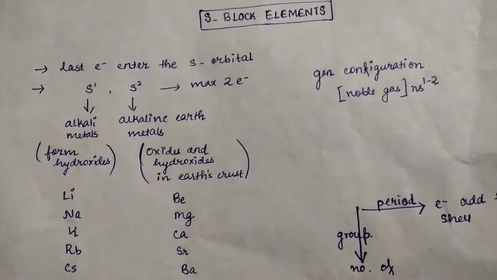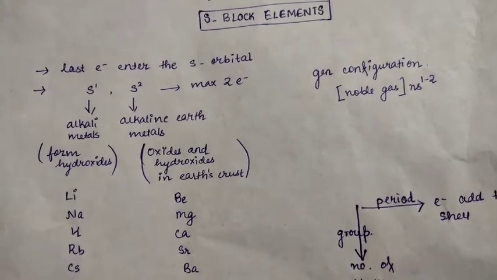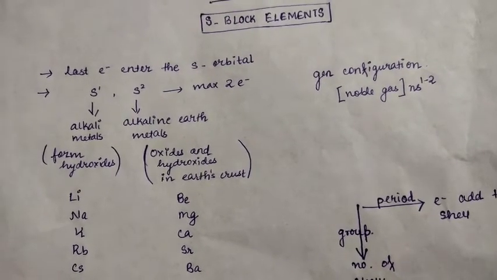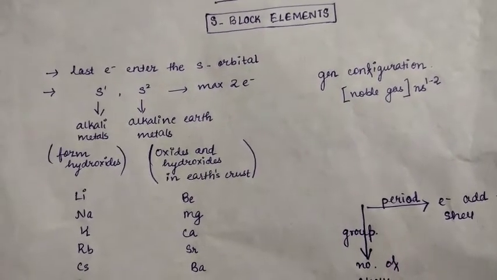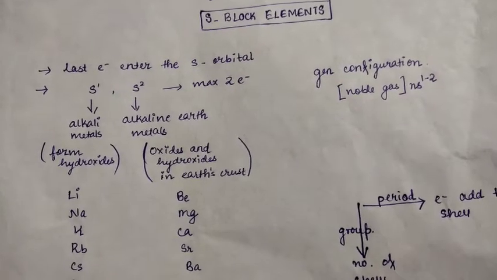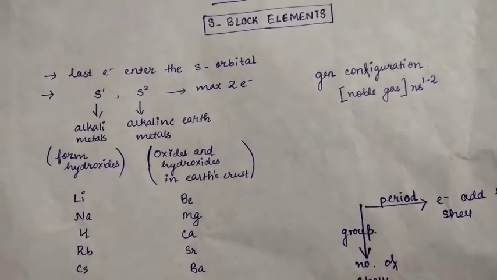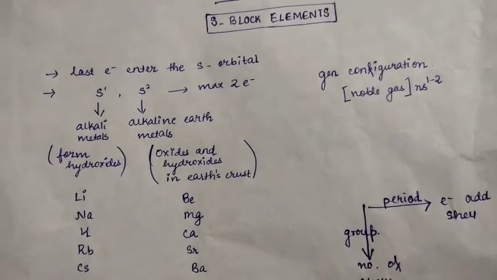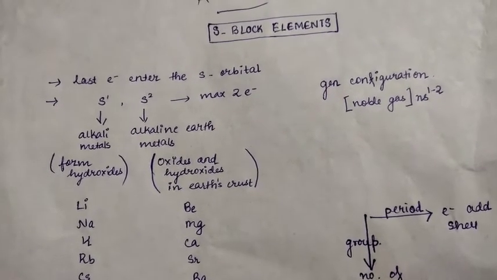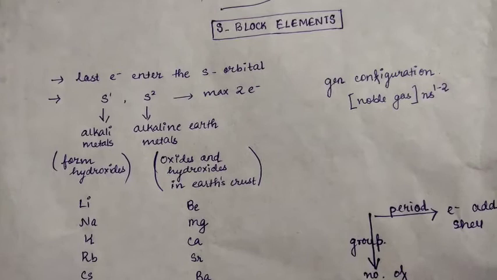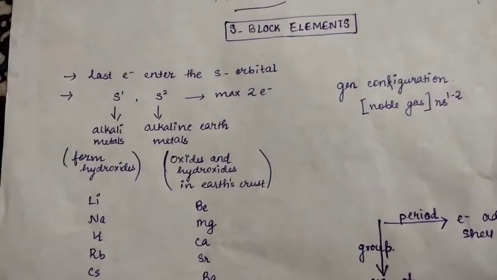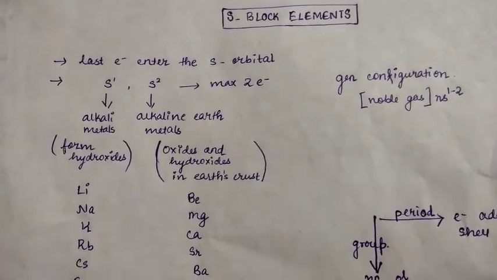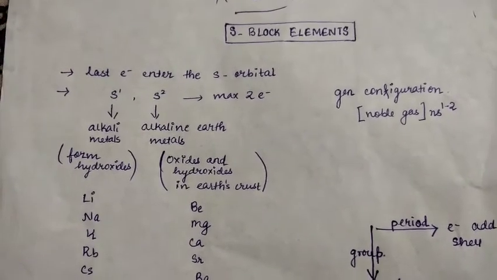You know that the elements have certain atomic numbers and certain electronic configurations, that the atoms are arranged because all the atoms do not enter the same shell, they have different shells. So when the last electron enters a certain shell, that shell name is given to those blocks.